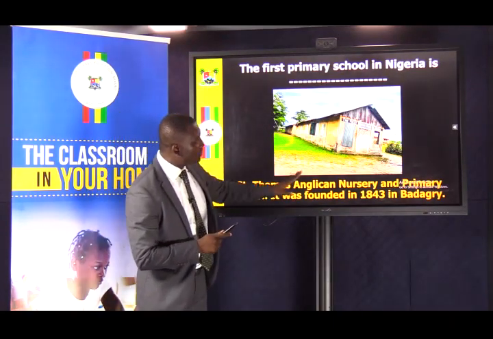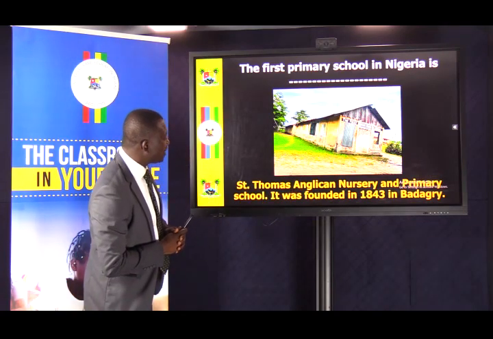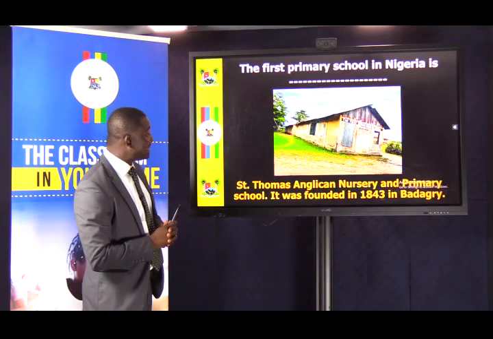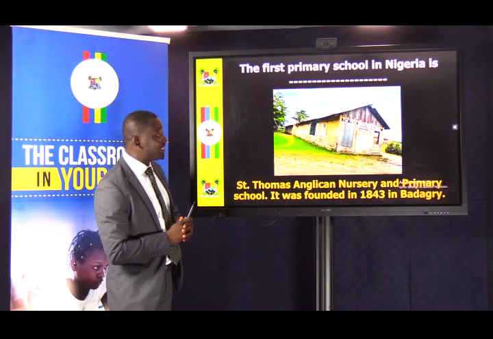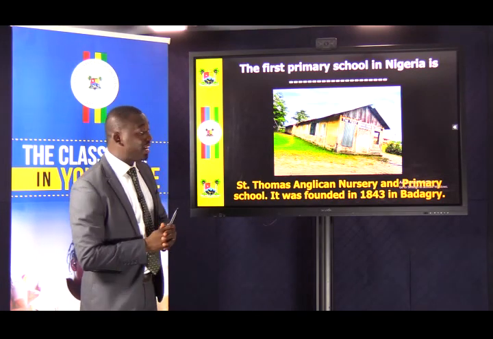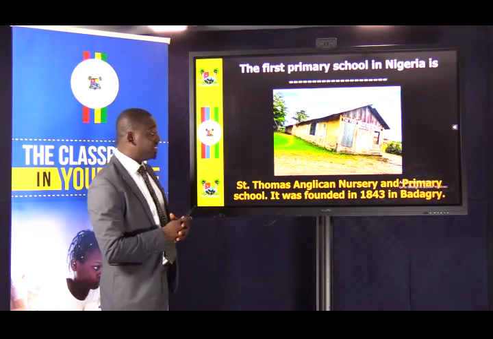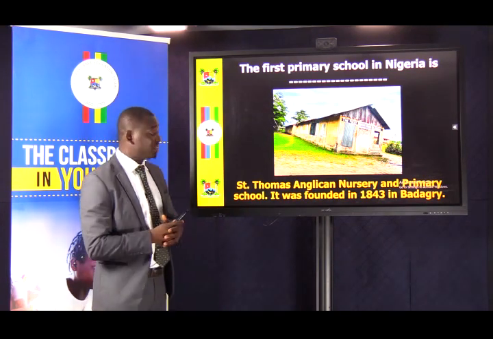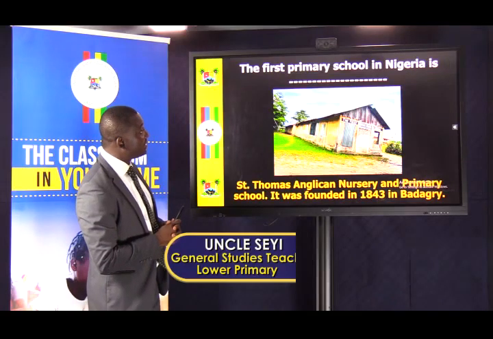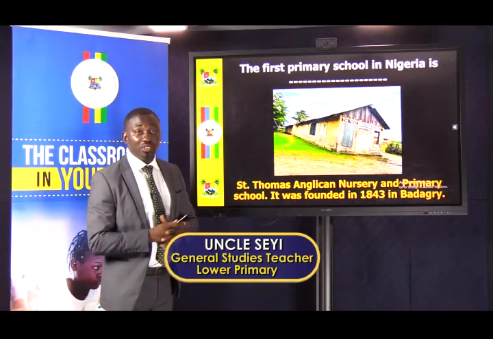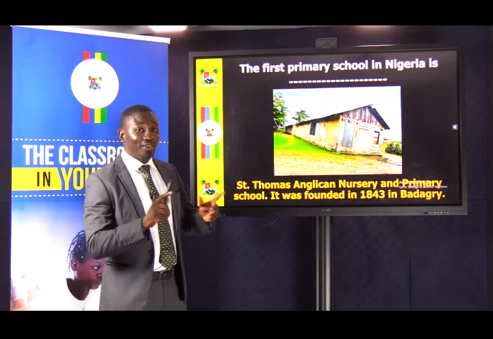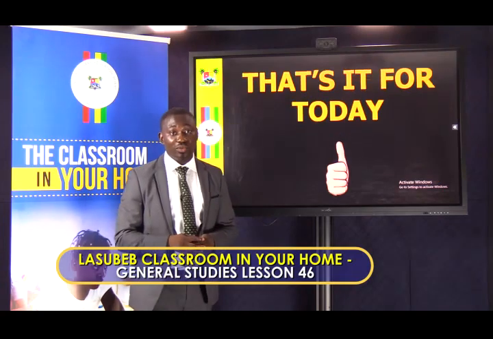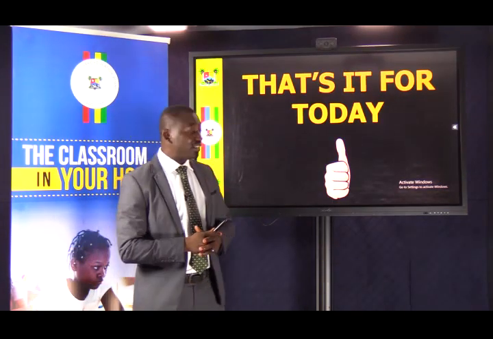Oh, very old school. Okay, St. Thomas Anglican Nursery and Primary School. So the first primary school in Nigeria is St. Thomas Anglican Nursery and Primary School, and it was founded in 1843 in Badagry. Badagry is in Lagos. So the first primary school in the whole of Nigeria, not just in Lagos, is St. Thomas Anglican Nursery and Primary School, and it was established in 1843.